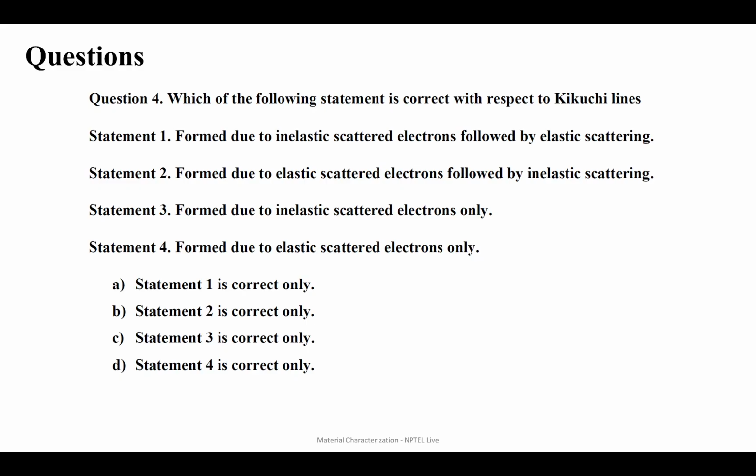Which of the following statements is correct with respect to Kikuchi lines? A, formed due to inelastic scattered electrons followed by elastic scattering. B, formed due to elastic scattered electrons followed by elastic scattering. C, formed due to inelastic scattered electrons only. D, formed due to elastic scattered electrons only. Which of the four statements is correct?